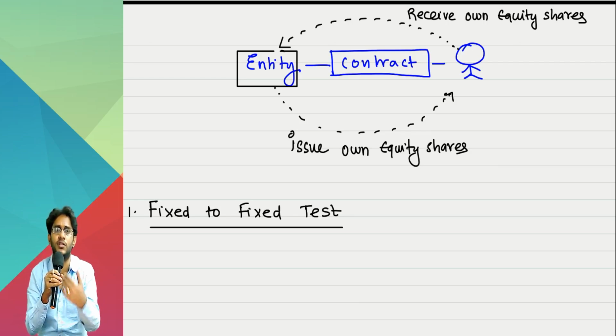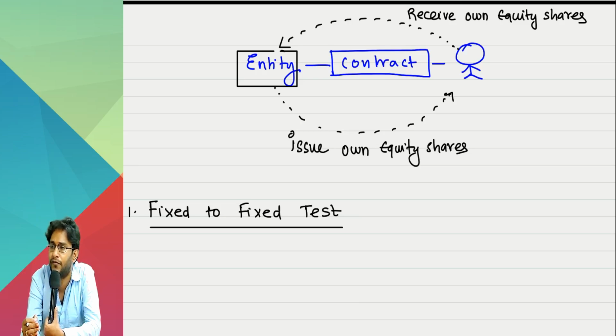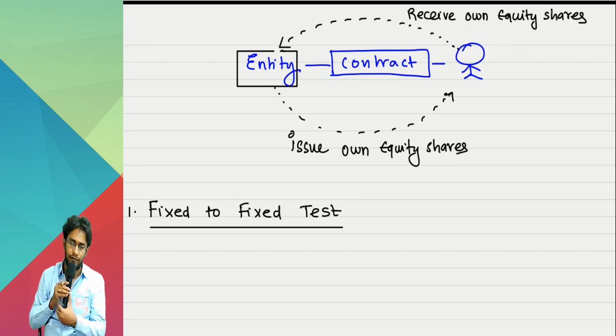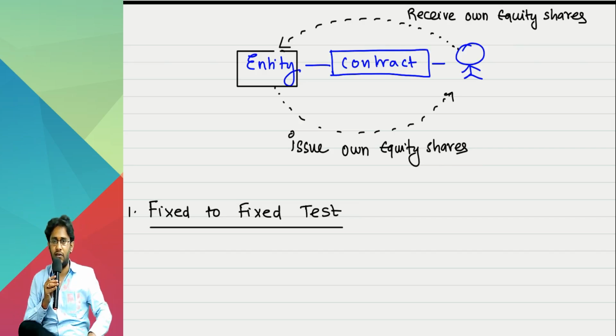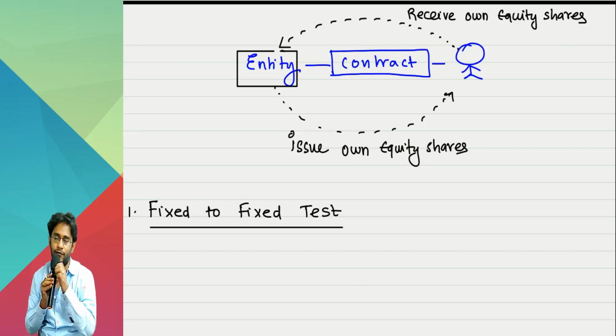But when you issue shares, the number of shares should be fixed in number, and the value of consideration you are receiving should also be a fixed amount. So for a fixed value of consideration, if a fixed number of shares are going to be issued in future, then the contract today is treated as an equity instrument. This is the summary of this F2F test. Sir, why should it be fixed? If it is variable, what will happen? All that we will have to see.